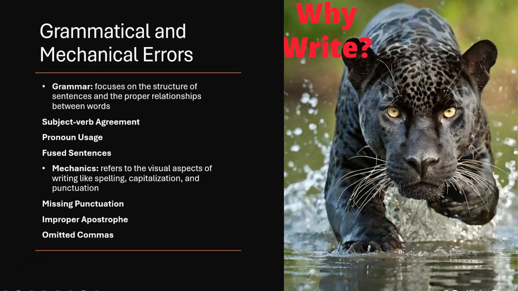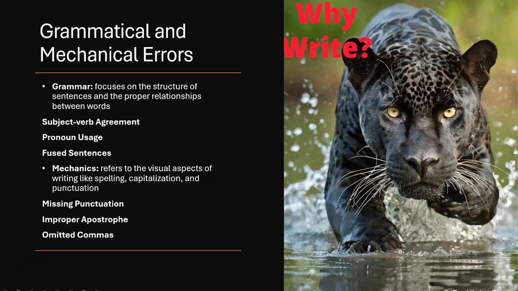So with grammar, you're going to focus on the structure of the sentences and the proper relationships between words. This is the biggest piece within the English Composition 1301 course. You're going to be looking at subject-verb agreement. Everything that you learned in grade school, your English Composition 1 course is a refresher to help you look at how to properly use pronouns, and to help you identify when you have fused sentences together and if it is fused correctly, right?